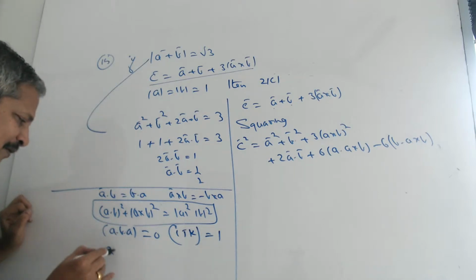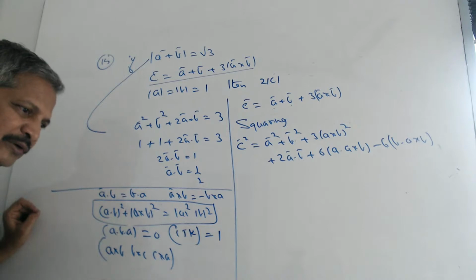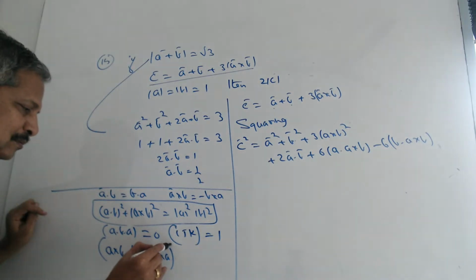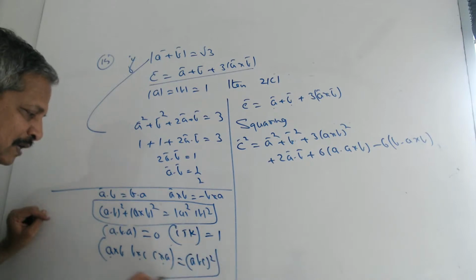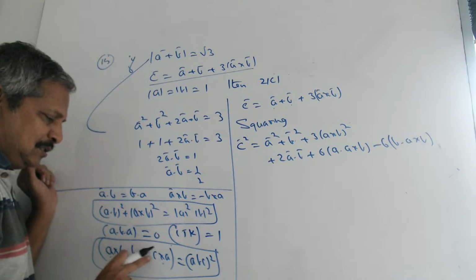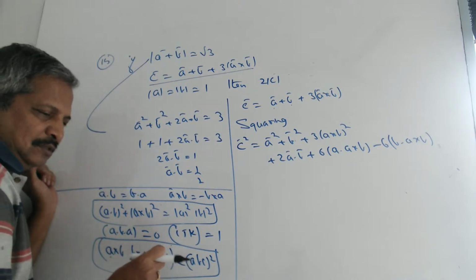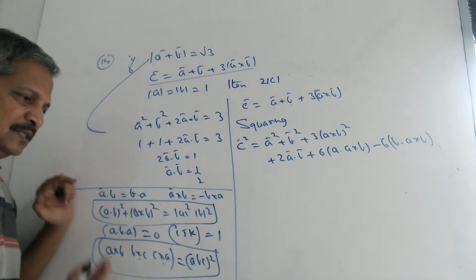And one more important formula, 2020 question: the box of A cross B, B cross C, C cross A is equal to the box ABC whole square. These are the important points.